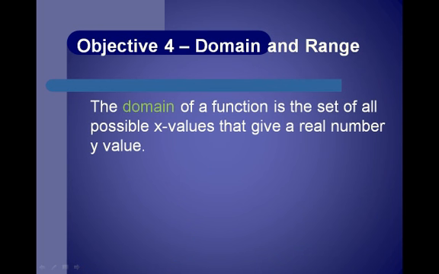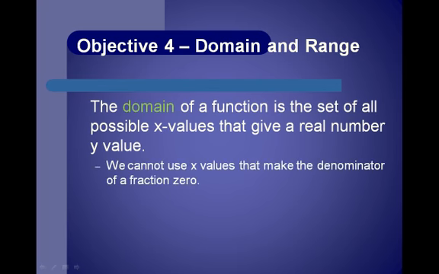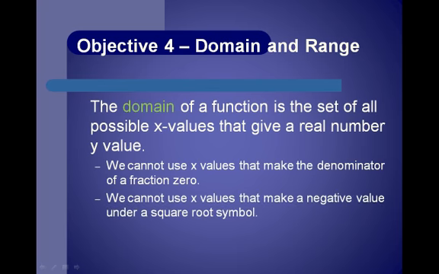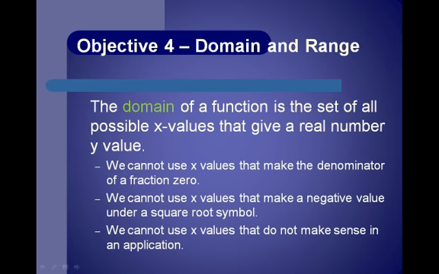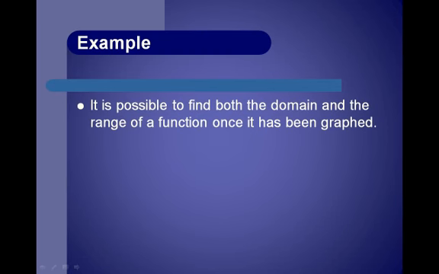Objective 4 is domain and range. The domain is the set of all possible x values that give a real number y value. As a rule, we cannot use x values that make the denominator of a fraction 0. We cannot use x values that make a negative value under a square root symbol. We also cannot use x values that do not make sense in an application. It is possible to find both the domain and the range of a function once it has been graphed.